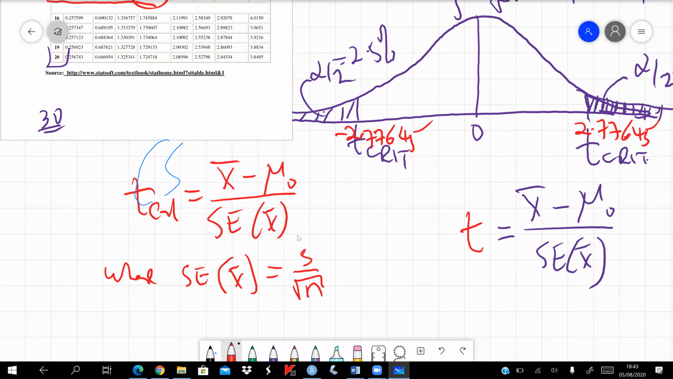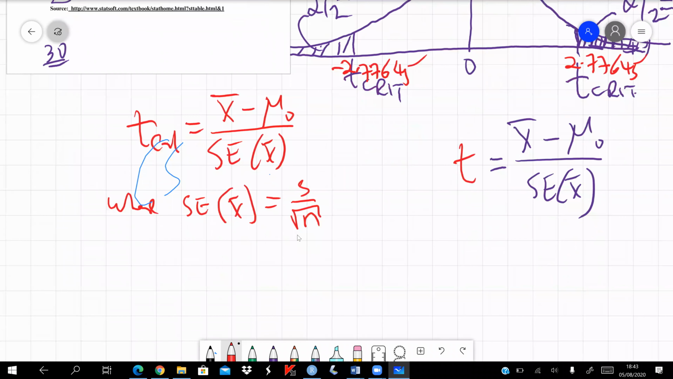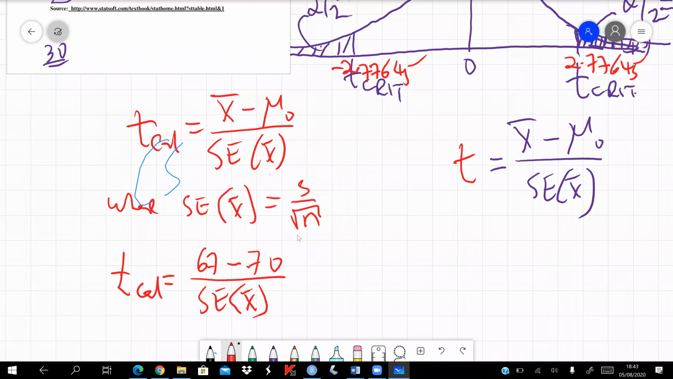So S is the value that we obtained up there. So let's compute the T calculated for this problem. Our X bar is 67, our mu naught is 70, divided by the standard error of X bar. So what standard error of X bar did we get?